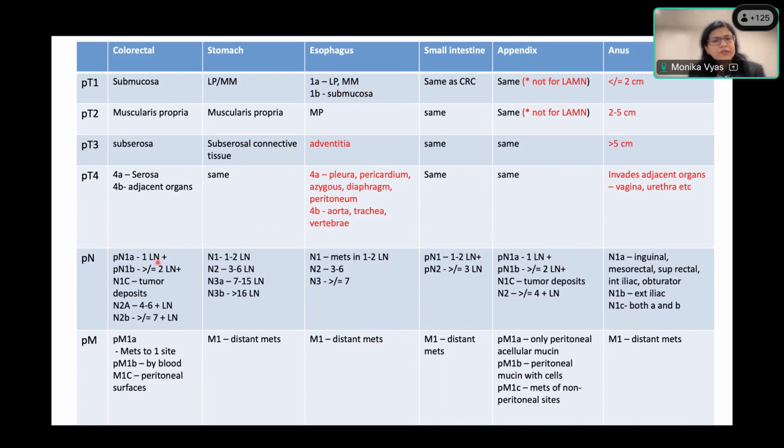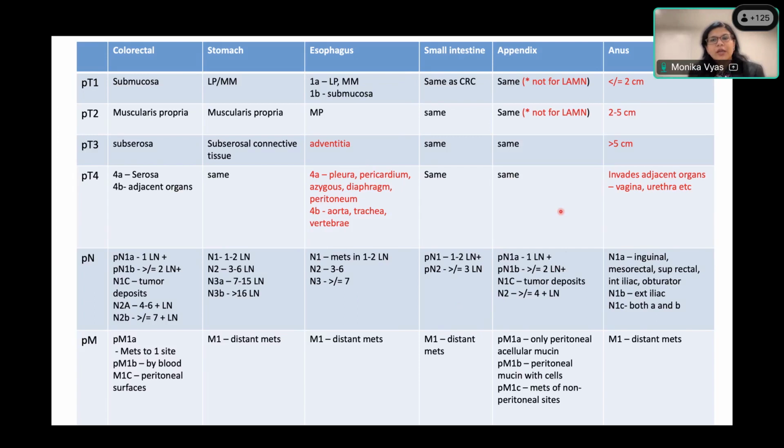The N stage also depends on the number of lymph nodes involved, and that is variably described for different areas of the GI tract. So it's always a good idea to have a synoptic report with these parameters built in, or to have your AJCC staging manual handy while dealing with these.